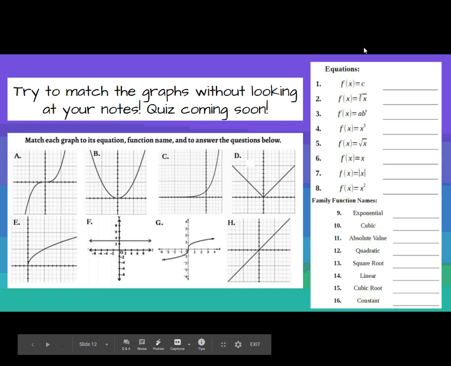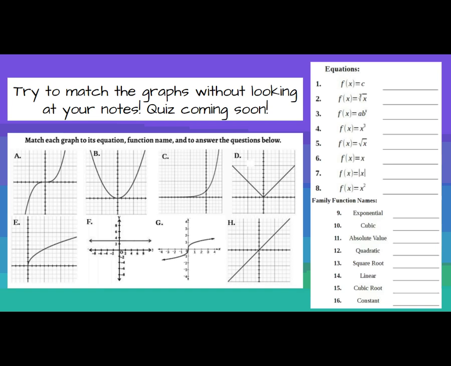You will have a quiz. It is a matching quiz. It looks pretty much like this, some version of this. It will have pictures, it will have equations, it will have family function names. I'm not going to give this quiz virtually through Canvas. This is a quiz that I don't want you looking at notes for at all. And so if we come back, we will take one. I will let you know when that's happening.